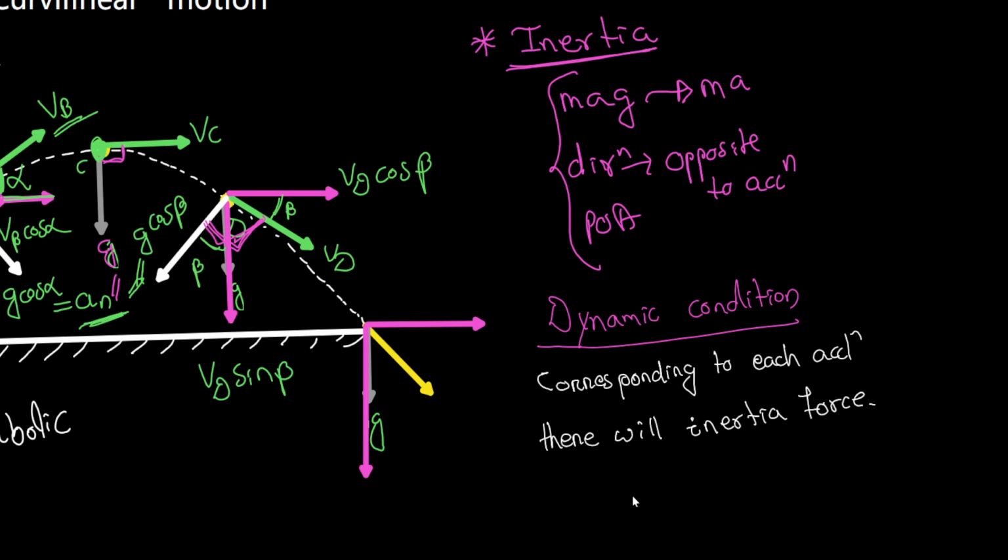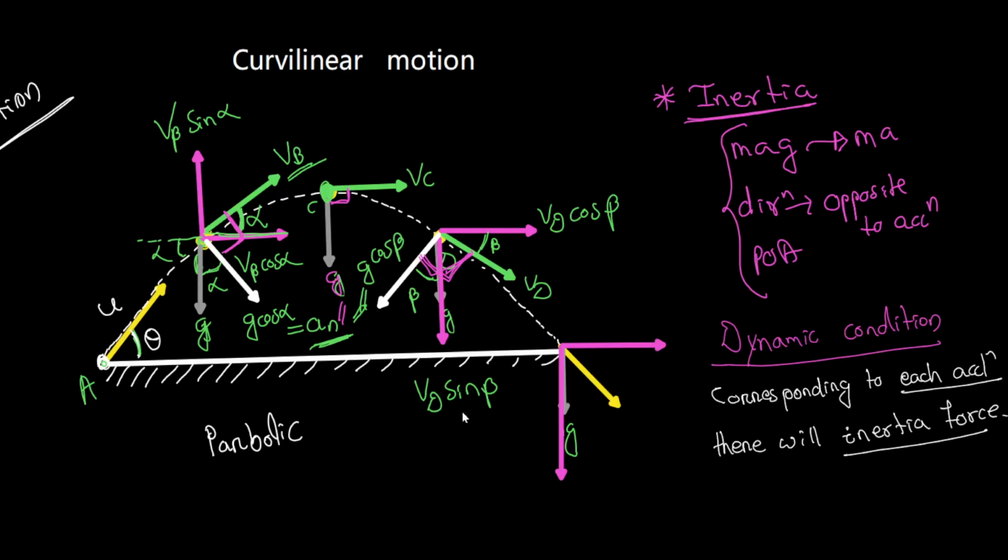If you have 2 acceleration, there will be 2 inertia force. If you have 5 acceleration, there will be 5 inertia force, okay. So corresponding to each acceleration, there will be an inertia force. In this video, we discussed the direction of the normal acceleration at every point. So this is the normal acceleration. In the opposite direction, there will be an inertia force m into an, which will be nothing but mg cos alpha.